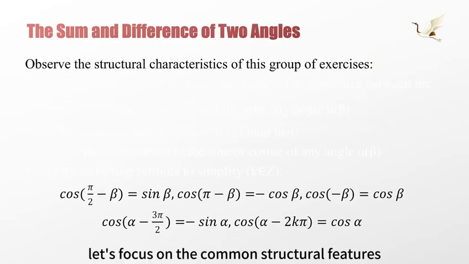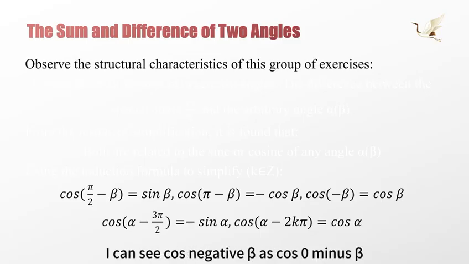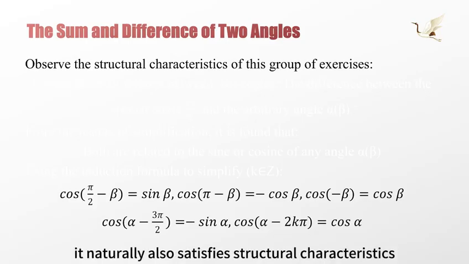Let's focus on the common structural features of this set of questions. They are actually all cosine structures with two angles' difference. Some students may have doubts about cosine of negative beta. I can see cosine of negative beta as cosine of 0 minus beta. It naturally also satisfies the structural characteristics.